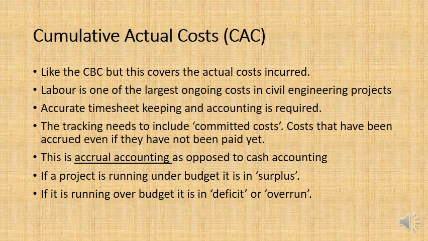Cumulative actual costs is where you are accruing the expenditure rather than what you're paying; it's what you're expending. So rather than my work being a flat line where there's no expenditure and then at the end of 5 weeks it jumps up to $10,000, it's a nice steady linear line which is going up at $2,000 a week.